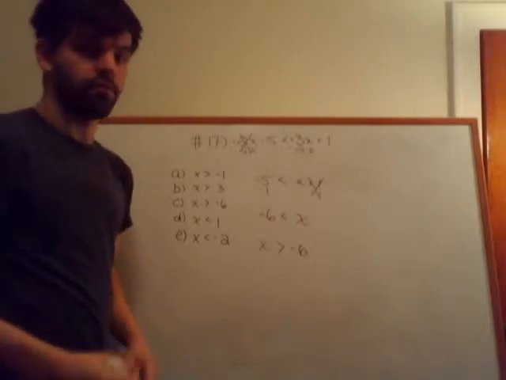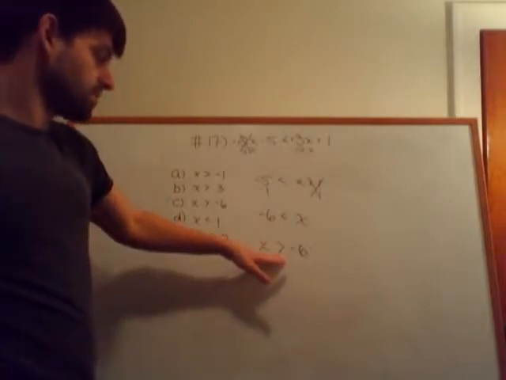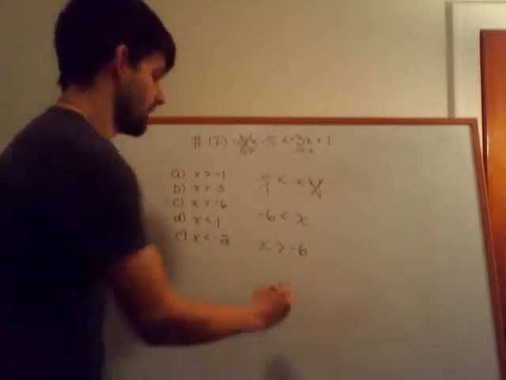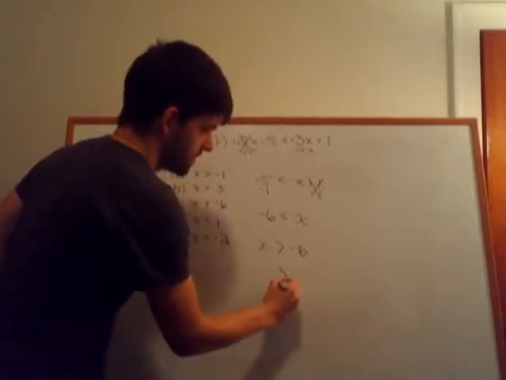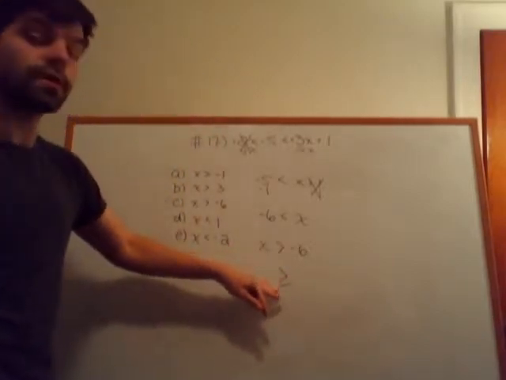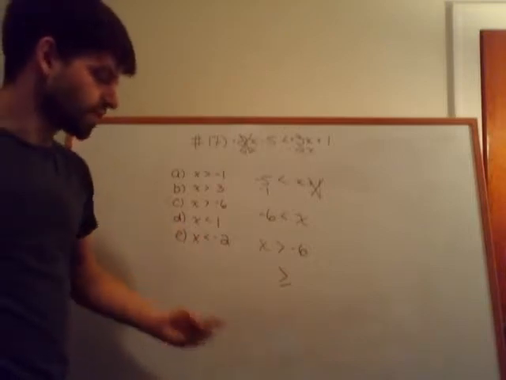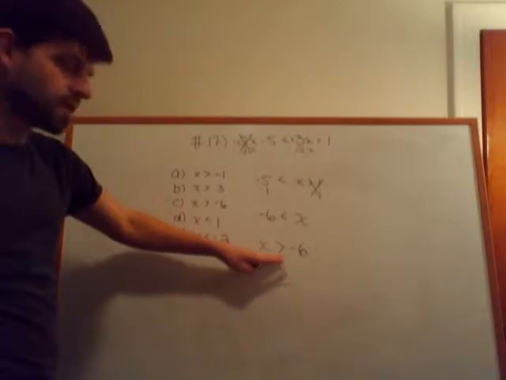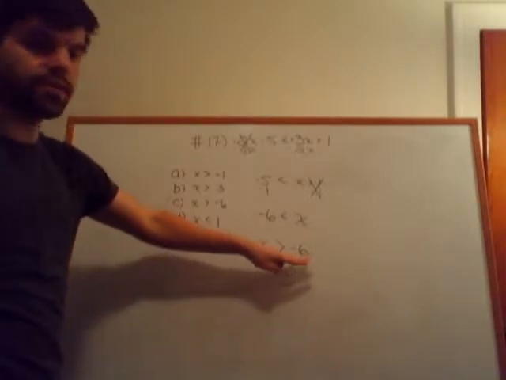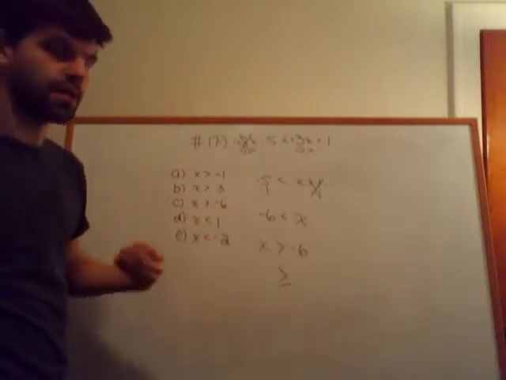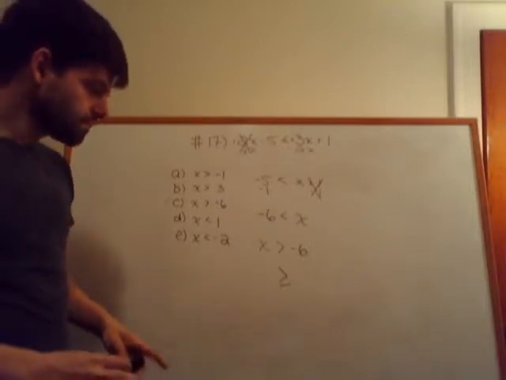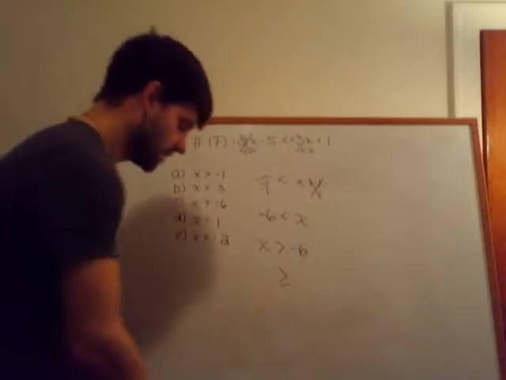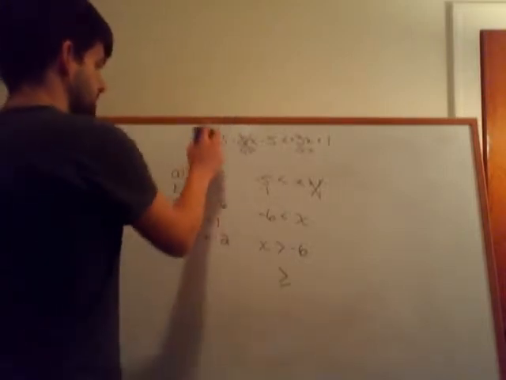Now remember, with inequalities, this symbol right here means that x is greater than negative 6. Remember that this sign right here means that x can be greater than or equal to negative 6. We'll look at a couple more examples of these in the next problems. But remember, without the underscore, x cannot equal the value that the inequality is solved for. But with the underscore present, it can equal that specified quantity. Okay, let's look at the next question.